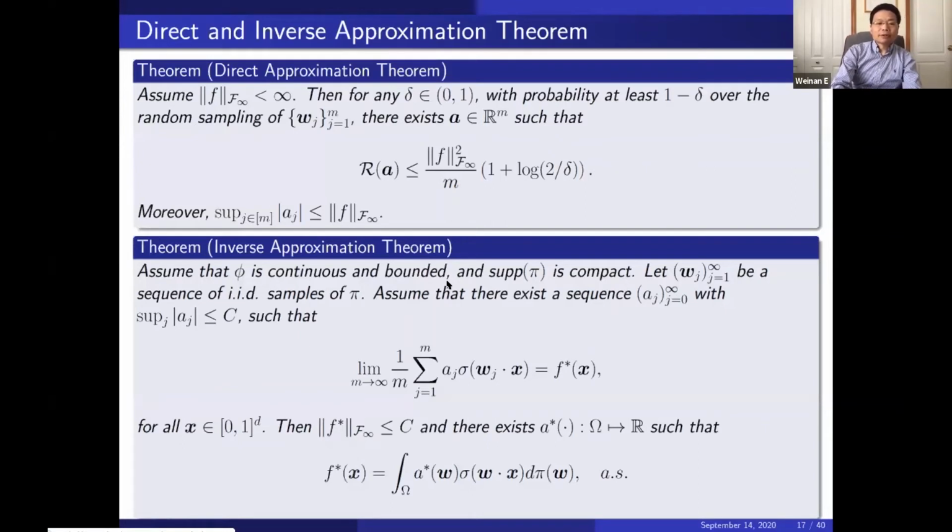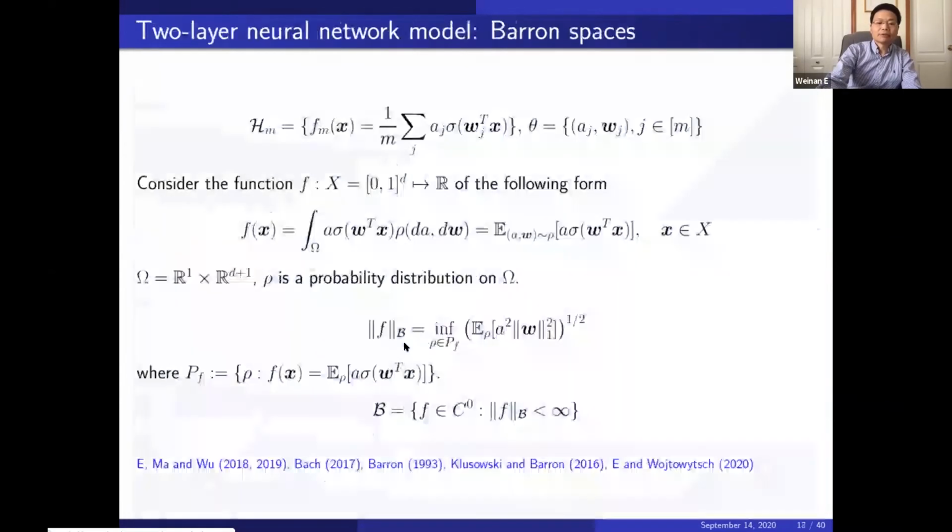There's also the inverse approximation theorem, which says that if a function can be approximated by these random feature models, and the coefficients are uniformly bounded, then this function must be in the right space. Namely, it must admit such a representation, and the f infinity norm must be finite. So these are the kinds of approximation theorems in high dimension that we're looking for.